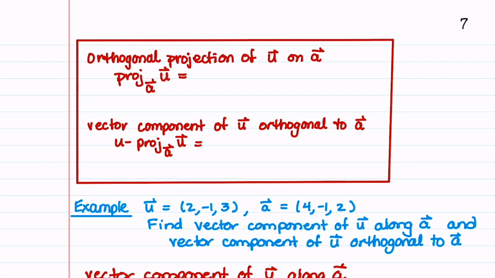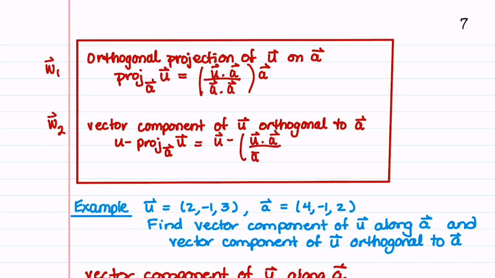We say that the orthogonal projection of u on A is written as projection of u onto A, and that is equal to u dot A over A dot A times A. That's W1. And then our next one is W2, the vector component of u orthogonal to A, and that is equal to u minus u dot A over A dot A times A.